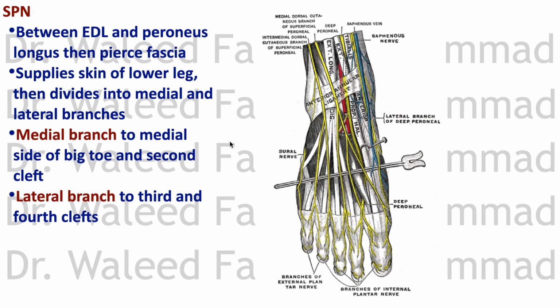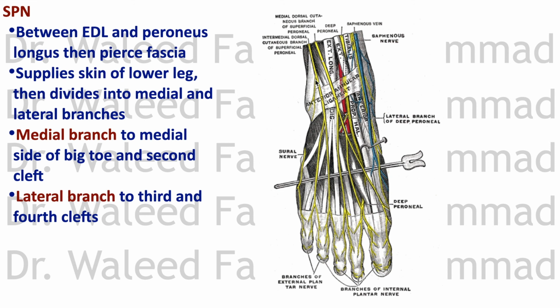The superficial peroneal nerve runs between the extensor digitorum longus and peroneus longus, then pierces the fascia to become superficial, supplies the skin of the lower leg, then divides into medial and lateral branches. Now please pay attention to this. It divides into medial and lateral branches, and there are names for these branches. The medial is the medial dorsal cutaneous nerve of the foot. The lateral branch is the intermediate dorsal cutaneous nerve of the foot.